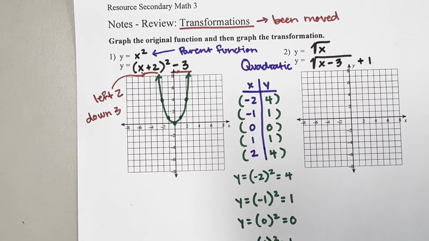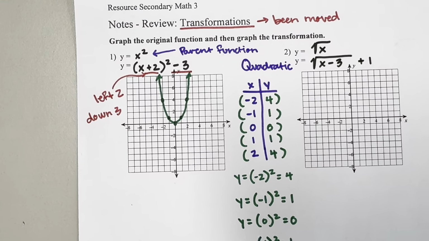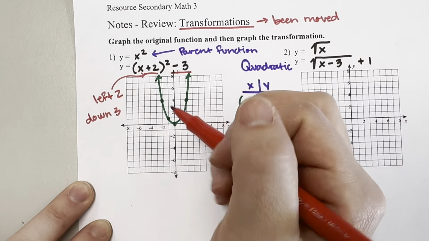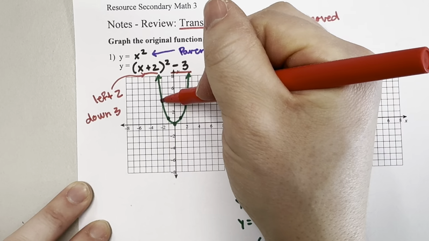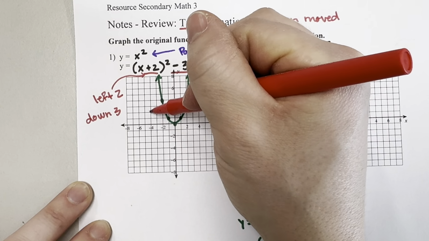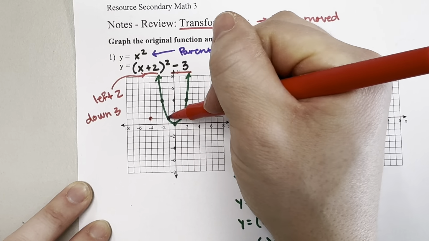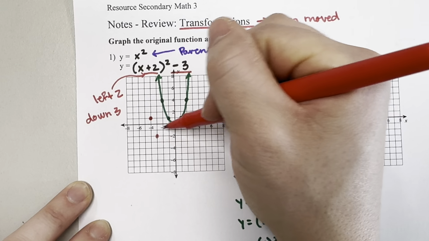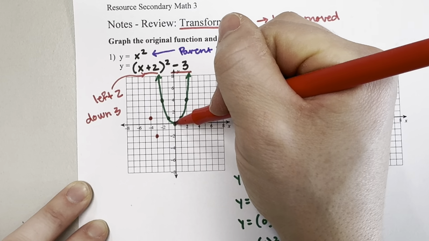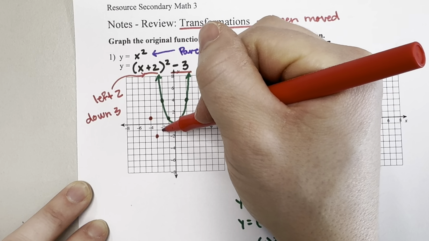So what that means is we're going to take each one of these parent function points that we found and move them to the left 2 and down 3. I'll start with this point right here. Left 2, 1, 2, down 3, 1, 2, 3. Next point, left 2, 1, 2, down 1, 2, 3. 0, 0, the vertex, left 2, 1, 2, down 1, 2, 3.